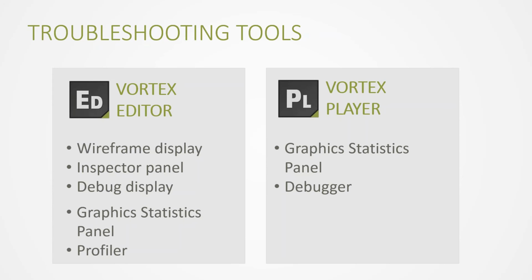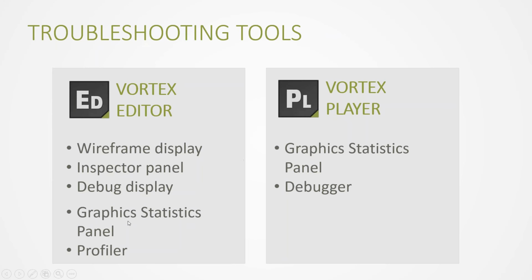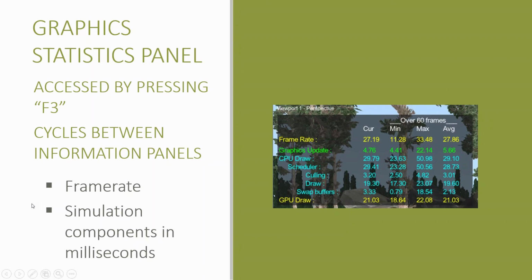Now, last month, we did the first part of our troubleshooting webinar series, and we looked at the wireframe display, the inspector panel, and the debug display, because those were really about troubleshooting unexpected behavior. This month, we're going to be focusing on the graphic statistics panel and the profiler, which are really used for optimizing the performance. All right, so let's start by looking at the graphic statistics panel.